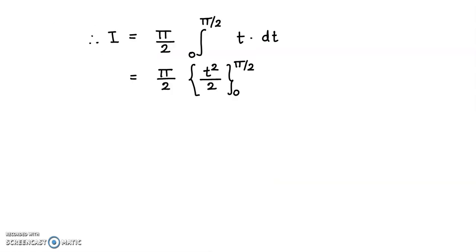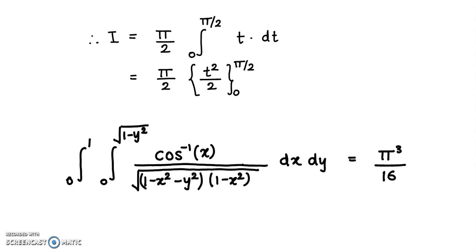Therefore, the integration can be evaluated as pi by 2 times the integral from 0 to pi by 2 of t dt. If we simplify that integral, we get the required value of the integration, pi cube by 16, which is the required result. I hope you have understood this.